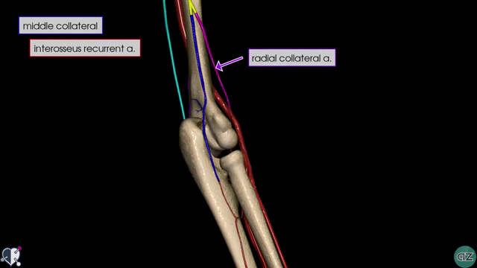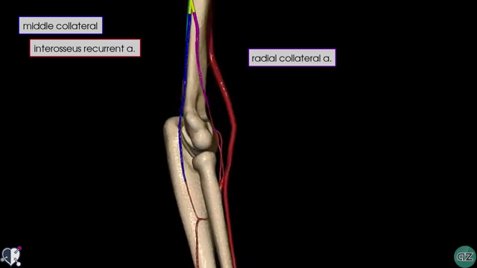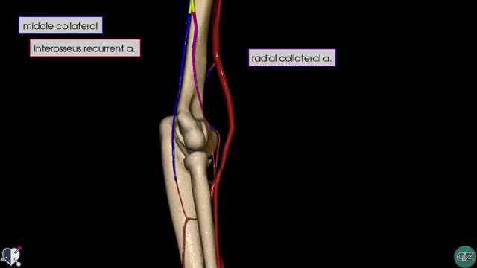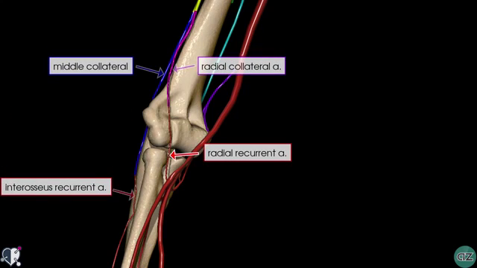Rotating the model anteriorly, you can see how the radial collateral artery winds round anteriorly to anastomose with a recurrent branch of the radial artery. This is known as the radial recurrent artery. A recurrent artery is simply an artery that reflects back in the opposite direction of its parent artery after its origin.